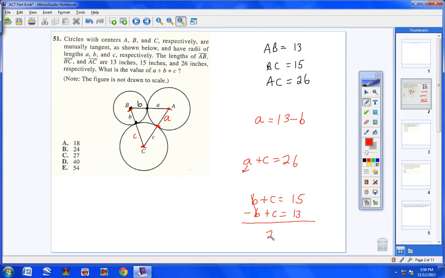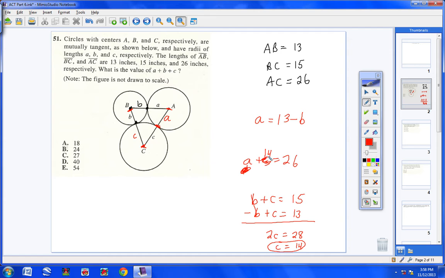C plus C is 2C. 15 plus 13 would be 28. Divide both sides by 2, and C equals 14. Well, look, if C equals 14, come up here. Do you see this A plus C? What can you put for C right here? Can you not put 14 right here?